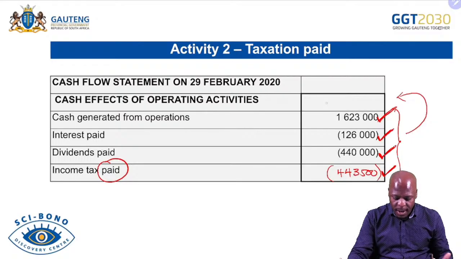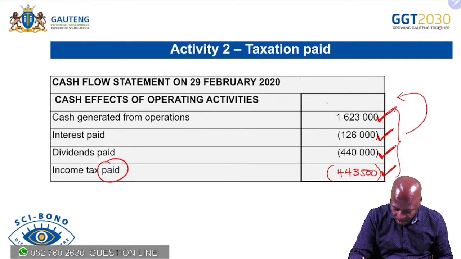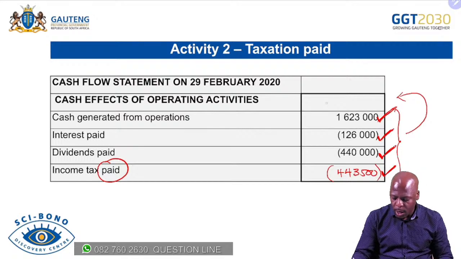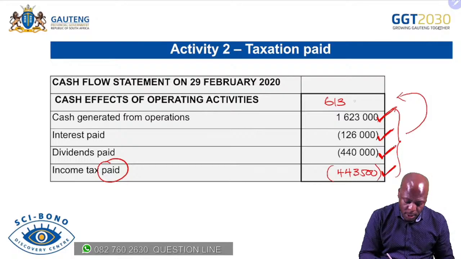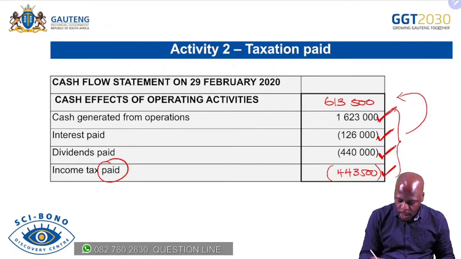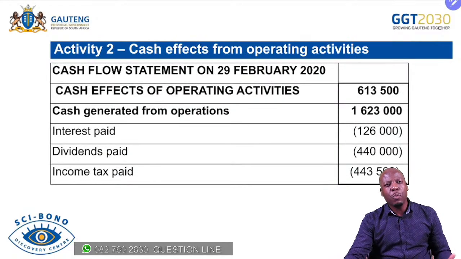Now, here is how it will appear. Here is your 613,500 because of these 4 aspects. Remember, we did the O. How many parts to a cash flow statement? O, I, F. We've done the O. Let's quickly move on to the I. The I has to do with investments.